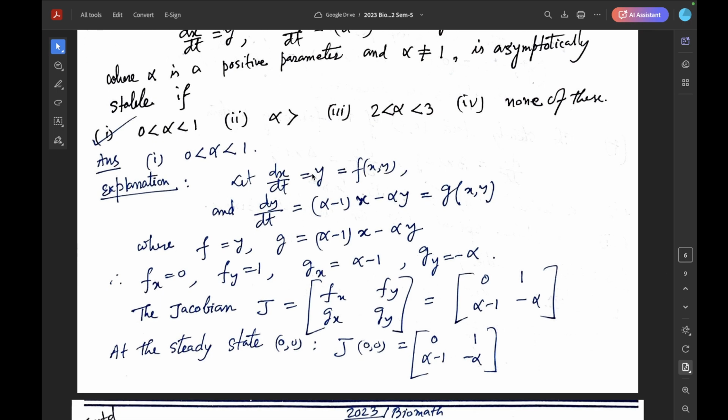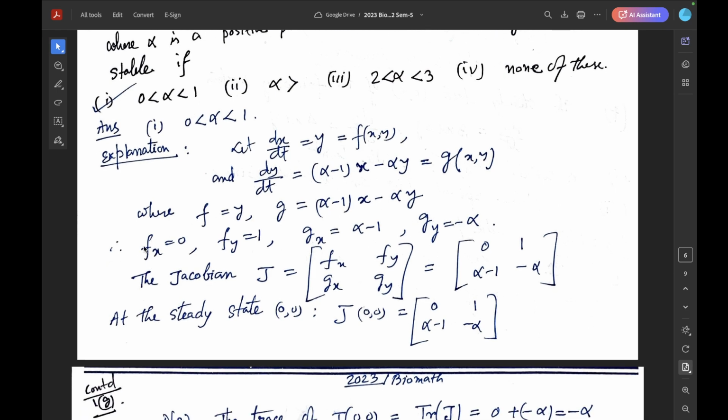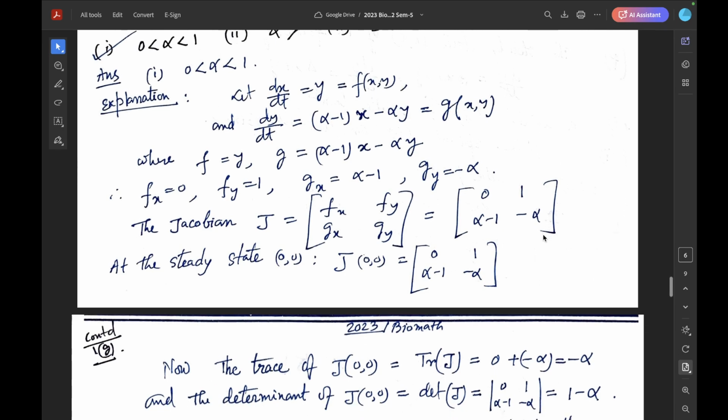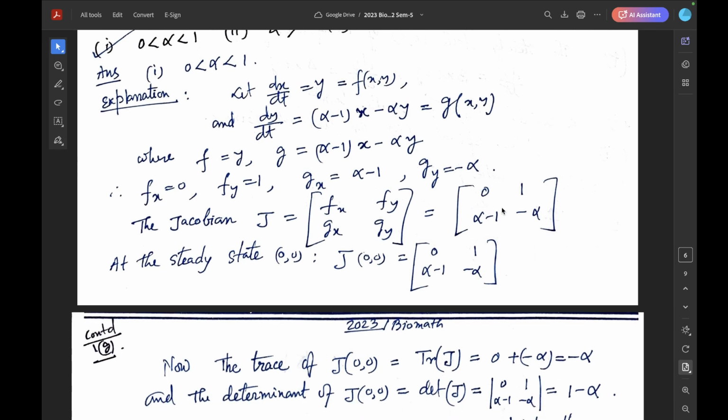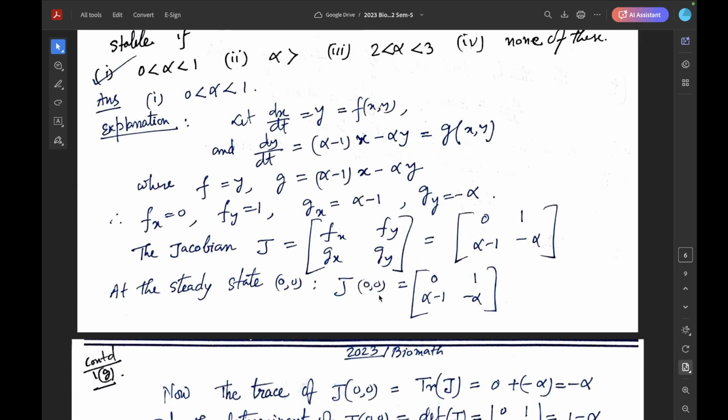So f equals y and g equals (alpha minus 1) x minus alpha y. Now we find partial derivatives fx, fy, gx, gy. The Jacobian of this system J, [fx, fy; gx, gy], is a 2 by 2 constant matrix: [0, 1; alpha minus 1, minus alpha]. So at the steady state (0, 0), J(0, 0) equals [0, 1; alpha minus 1, minus alpha].